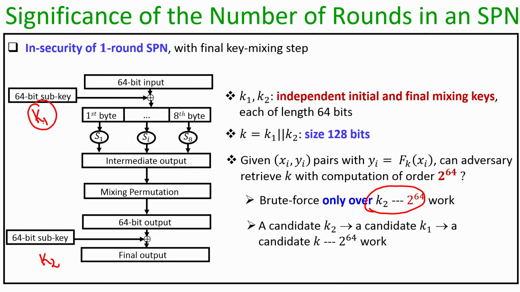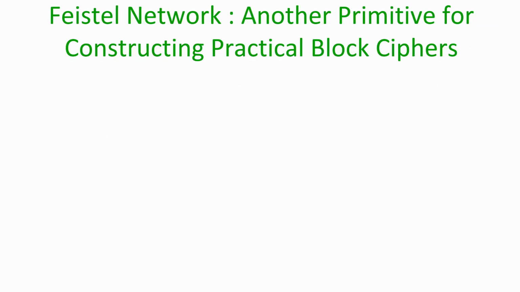So, now you can see that if I actually design a keyed permutation using one round of SPN and using a key of size 128 bits, just by doing computations of order 2 to the power 64, the adversary can end up recovering a key of size 128 bits, and that simply goes against our definition of practical security of block cipher. That means one round is not sufficient, right.